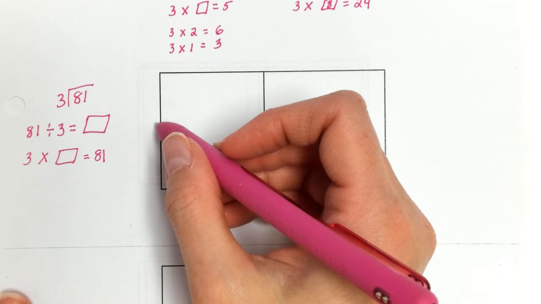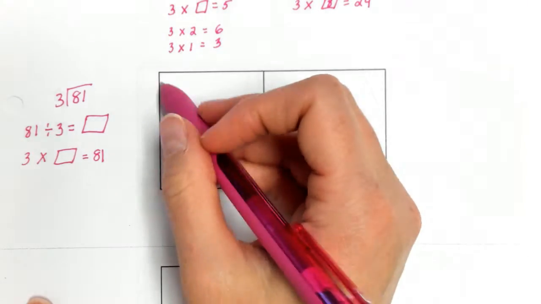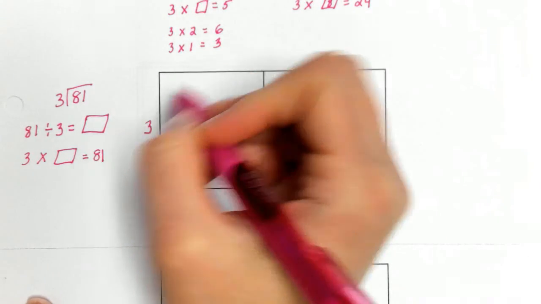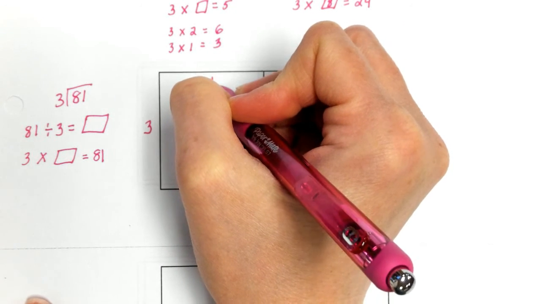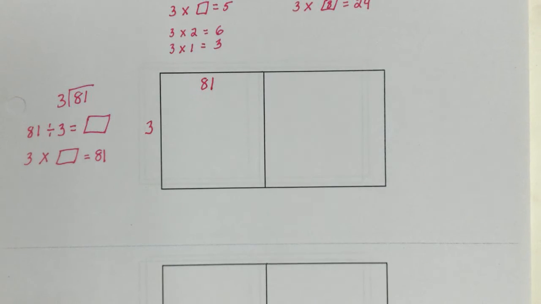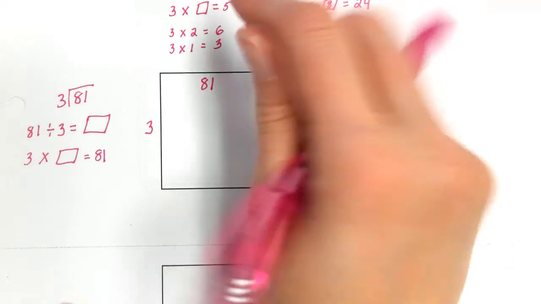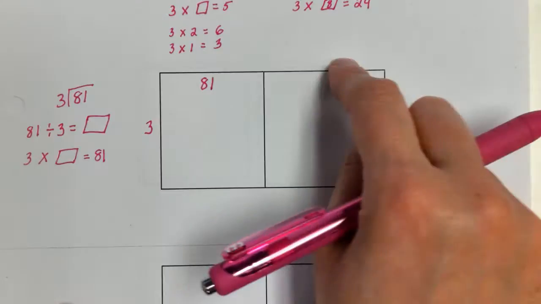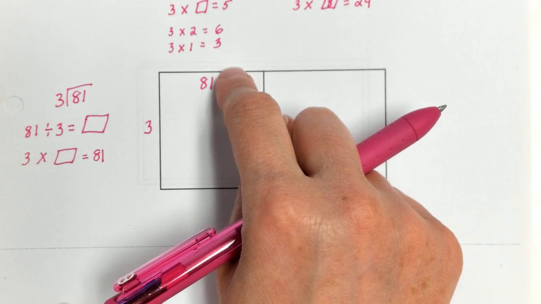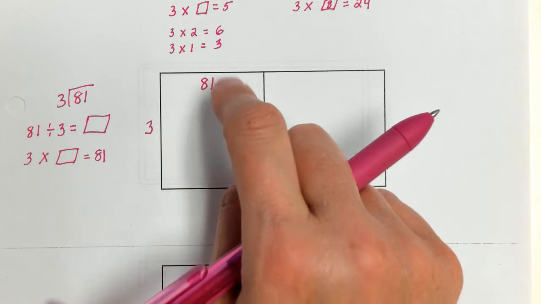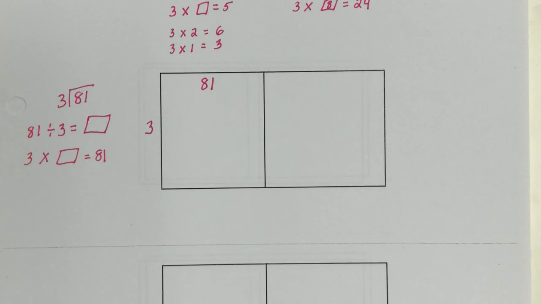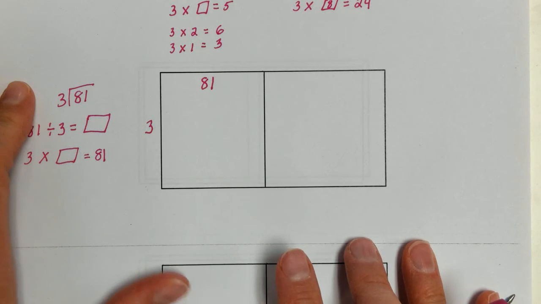Where does the 3 go? The 3 goes down here. Where does the 81 go? Into my tens box. All right, so the 3 goes here, the 81 goes here. Where am I going to write my answers? At the top. But you don't have your answer, because I'm working an area model multiplication problem backwards. So I want to set it up like the area model of multiplication. All right.